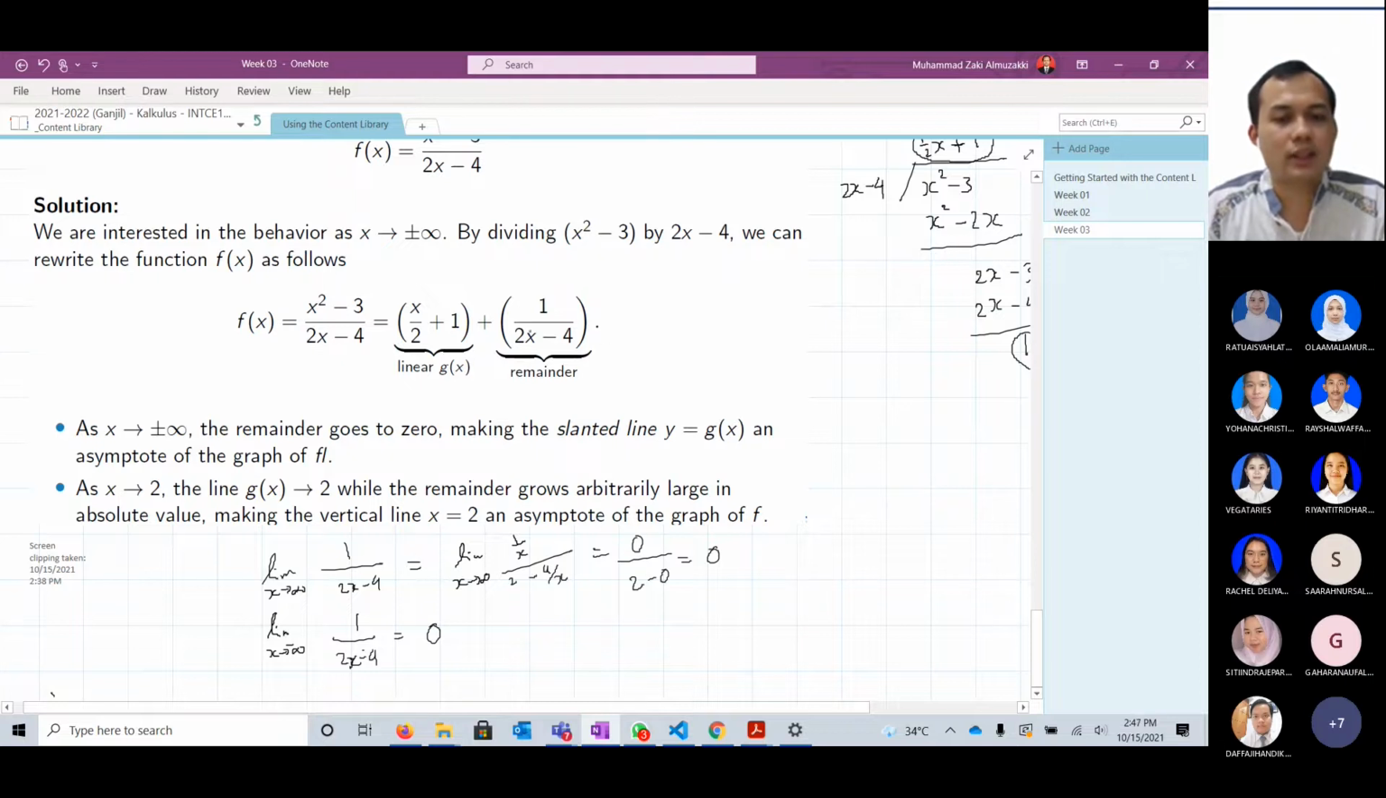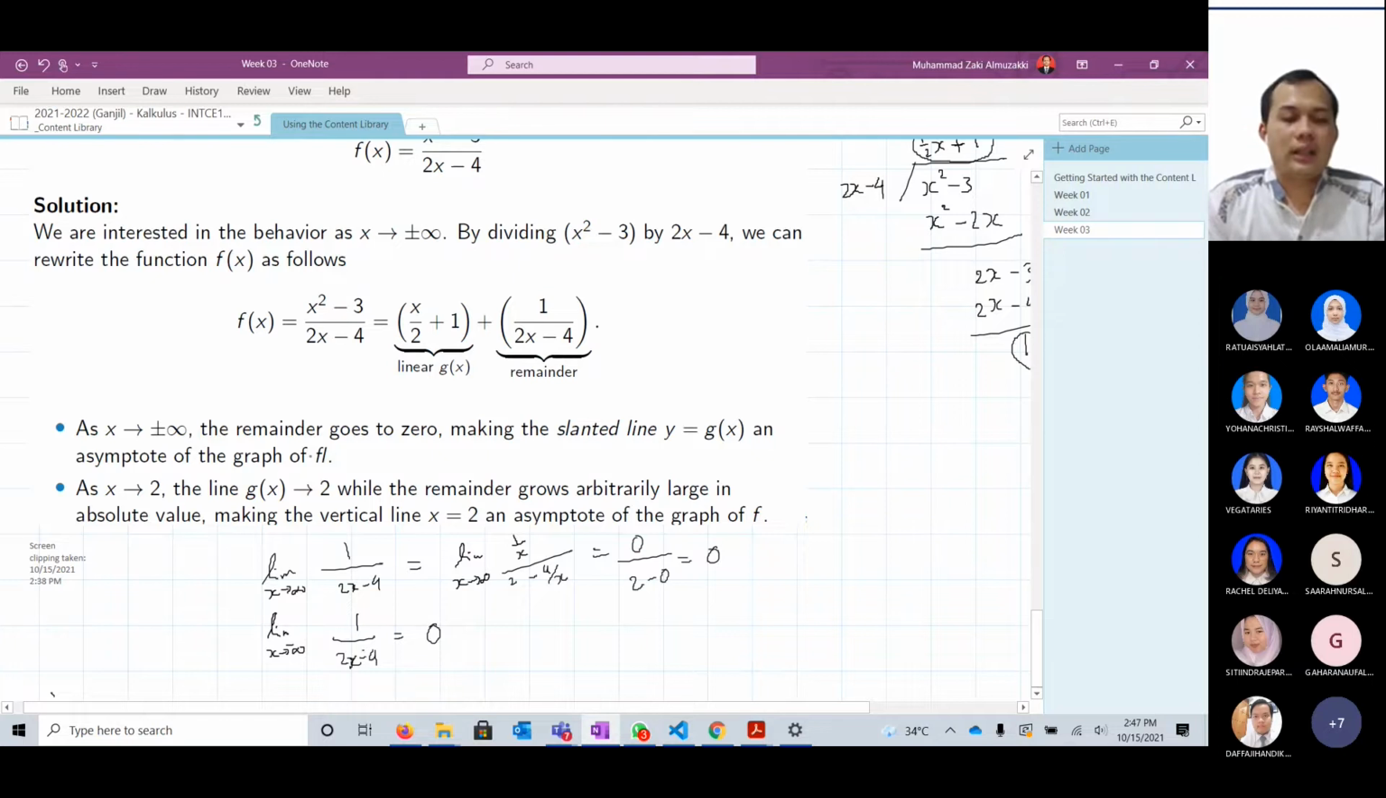Bagian sisa ini 1 per 2x min 4 akan menjadi 0. Betul nggak? Betul. Jadi saat x menuju positif atau negatif tak hingga, kita tinggal punya x per 2 tambah 1, ya kan? Karena kita punya x per 2 plus 1, kita bisa bilang bahwa x per 2 plus 1 ini adalah asimtot miring dari f(x).